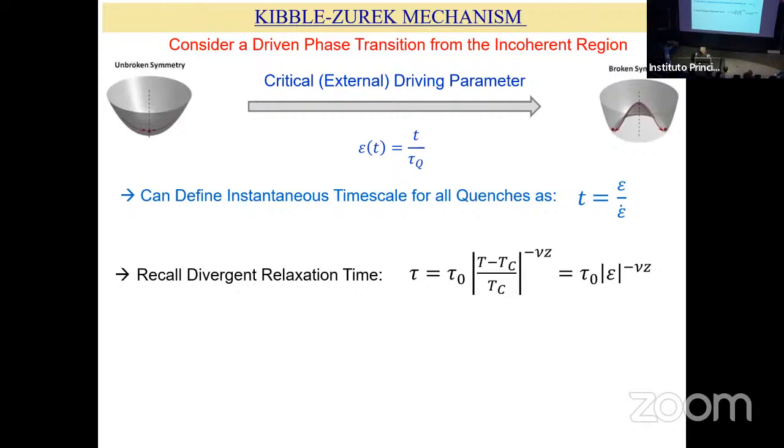So our driving parameter now becomes time dependent. It's linear in time in terms of this quench parameter tau Q that tells you how quickly you're crossing the phase transition. If I define the ratio epsilon over epsilon dot, this has units of time. So this is a characteristic time that will tell us about the dynamics and properties of the system. The divergent relaxation time can now be written in terms of this distance to criticality and some of these critical exponents.